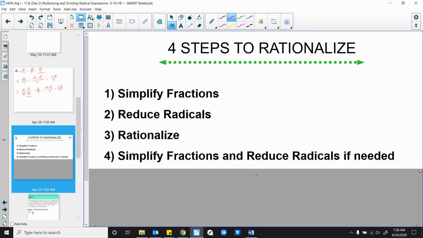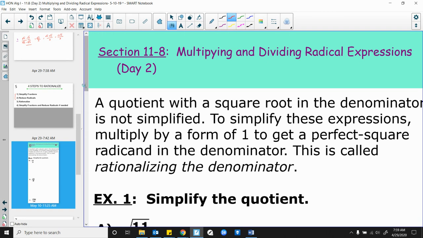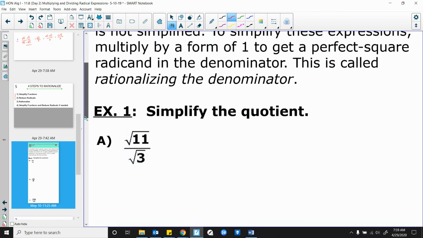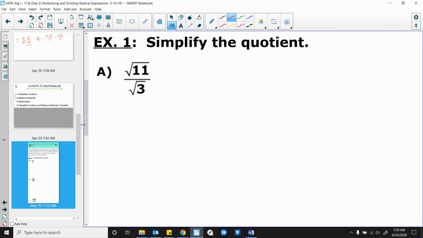And then step 4 is to simplify fractions and reduce radicals if needed. Really, step 4 is only there if you're somebody that can't follow steps 1 and 2, and you jump right to rationalize, then you have to do your simplifying and reducing. Very rarely do you have to do step 4 if you follow steps 1 and 2 correctly. For today's notes, we've got a pretty short day. I'm just going to do 6 examples looking at these, and then you guys are off to start the assignment.